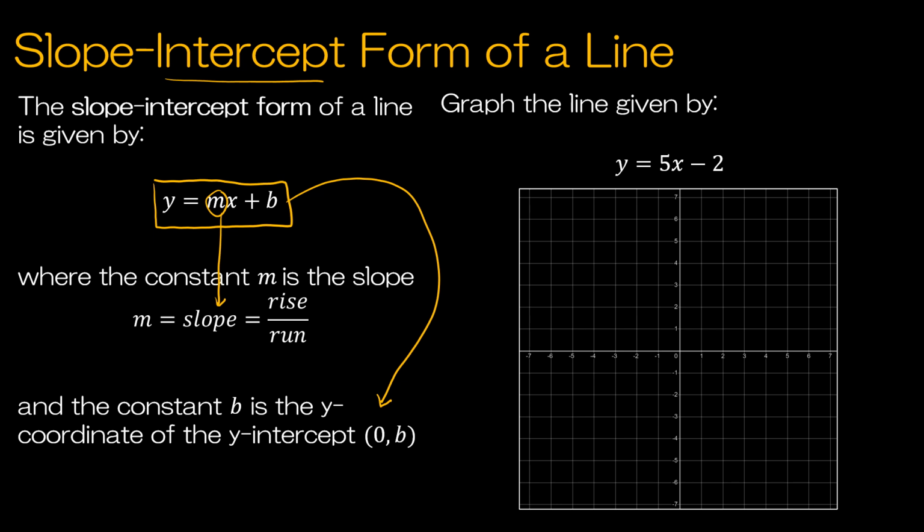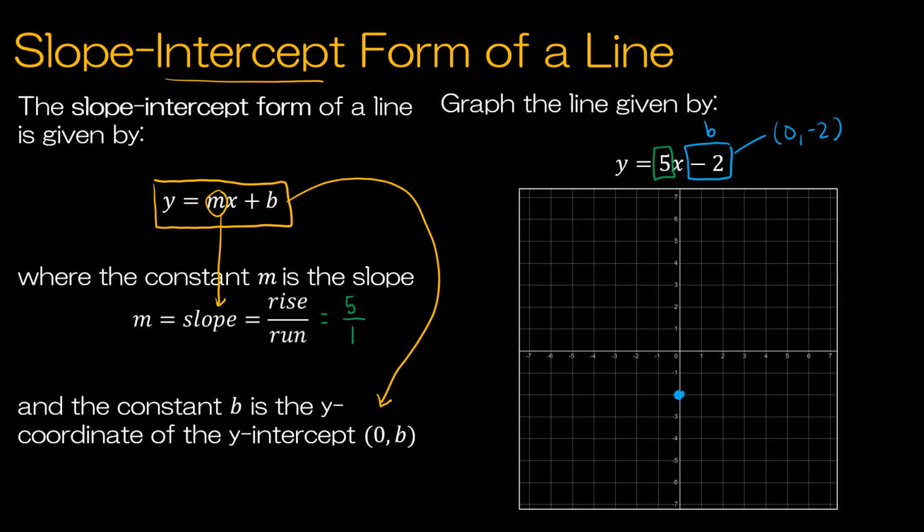For instance, if I wanted to graph the line given by y equals 5x minus 2, I would start at the y-intercept. So I would start at b. b in this case is -2, and that means my very first point would be at -2 on the y-axis, or of course you could write that as 0, -2. Then I would use the slope. In this case, the slope is 5. So if I put that into rise over run, that's 5 over 1, because 5 is the same as 5 over 1.